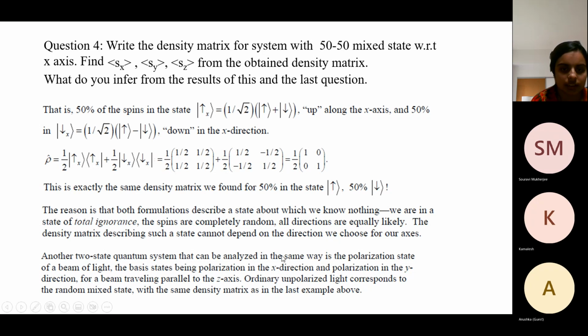So that means in that case, if you say that there could be two possible polarizations, the beam is traveling along z, and the polarization is either along x or along y. That means in that case also you have two basis vectors, one which means polarization along x, one which means polarization along y. And then if you say that it's 50% probability of being along x and 50% probability of being along y, that means in a way you are in a completely random mixed state. And then again you would get the same density matrix.